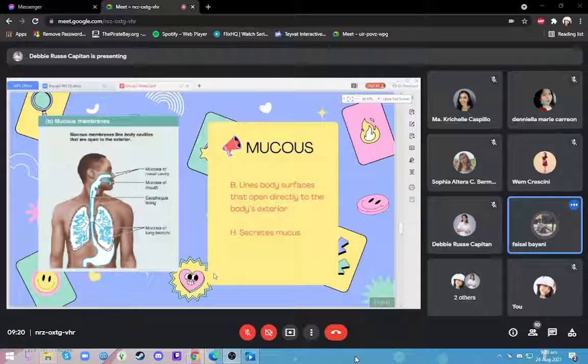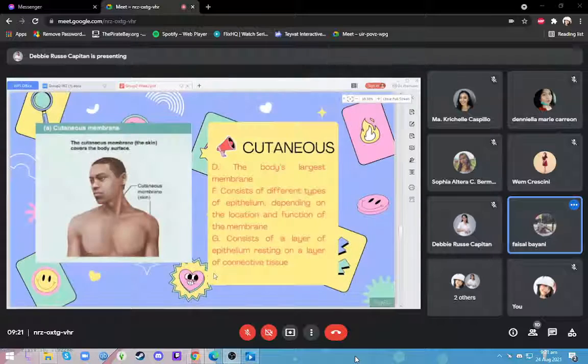Let's proceed to membranes. Number one, mucus. The characteristics of mucus are letter B, lines body surfaces that open directly to the body's exterior, and letter H, secretes mucus. Number 2, cutaneous. Characteristics of cutaneous are letter D, the body's largest membrane. Letter F, consists of different types of epithelium depending on the location and function of the membrane. G, consists of a layer of epithelium resting on a layer of connective tissue.